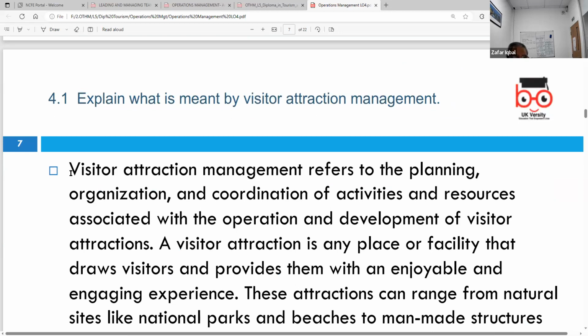So let's look at the first criteria, which is 4.1, what is meant by visitor attraction management. So what do you think could be meant by visitor management system or visitor attraction management? Any ideas?